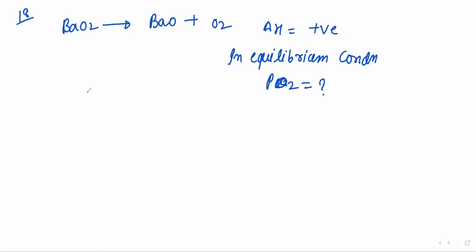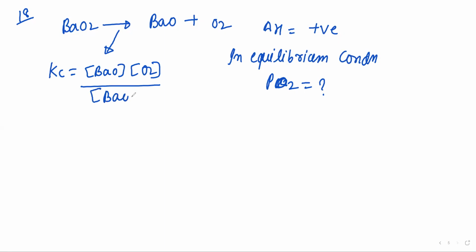Barium dioxide dissociates. So write the equilibrium constant for this reaction. It will be Kc is equal to concentration of barium oxide times concentration of O2 divided by concentration of BaO2. Right. So BaO2 and BaO are in the solid state. The states of the reaction are also given, so write that one also.